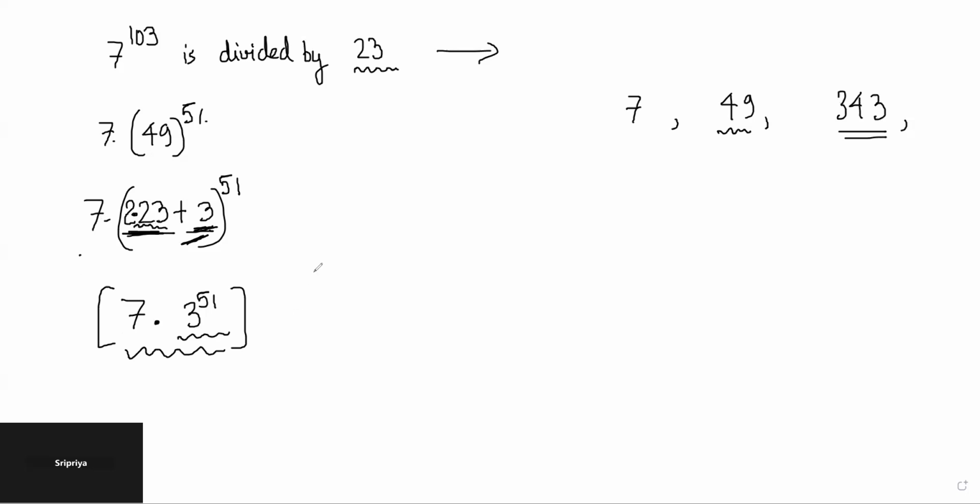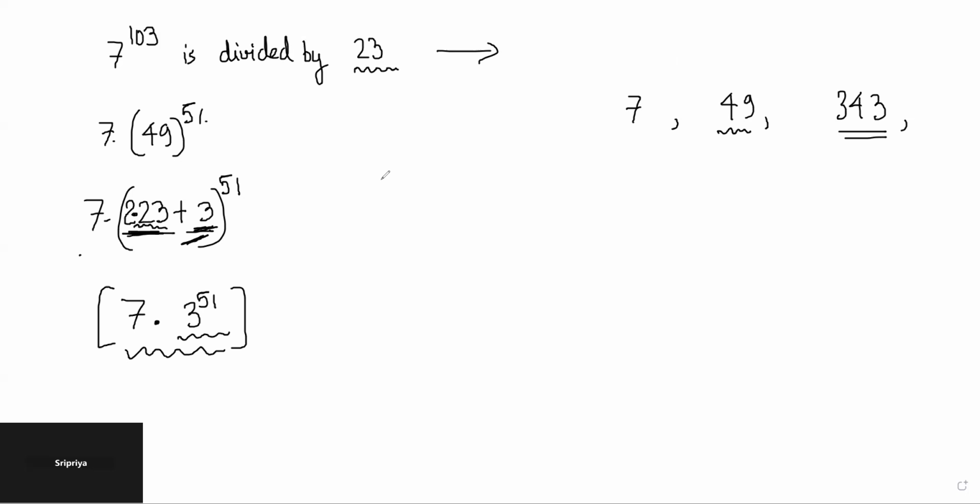Now you can say, what can we say? 3 cube is 27 and we have 23. So I tried that as well. So you can write it as 7 into 27 power 17. But even so, it keeps getting complicated. 3 power 4 is 81. 23 into 3 is 69.